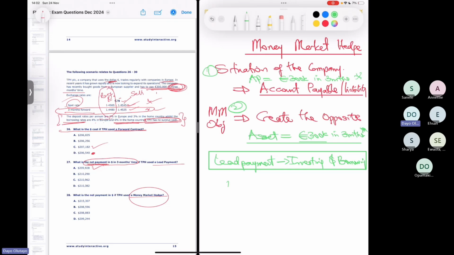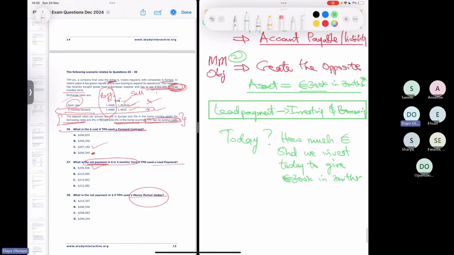So, which means today we need to ask ourselves, how much euro should we invest today, to give 300,000 euro in 3 months? That's the first thing. Because you're always going to work backward.